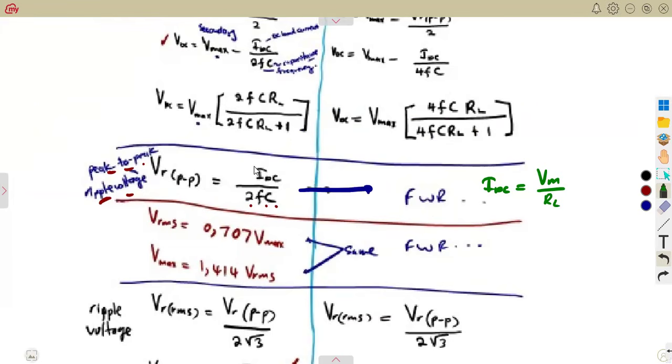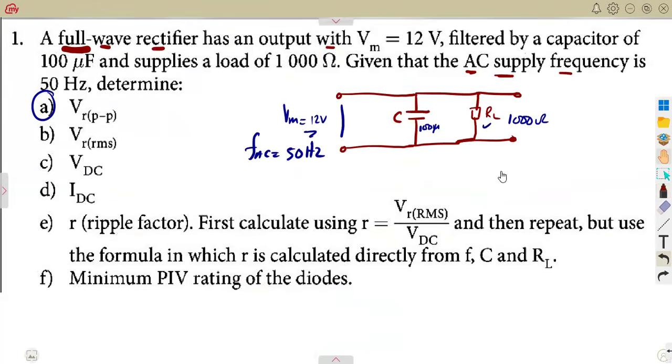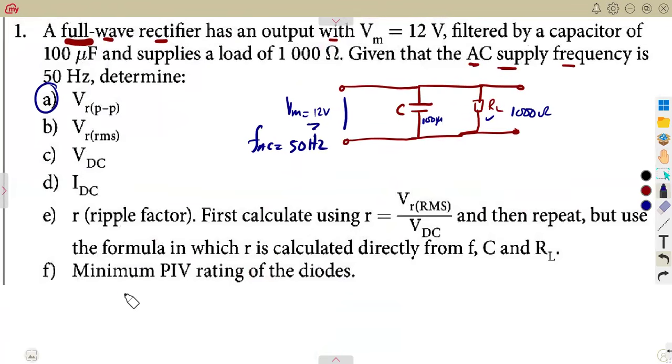So in place of this IDC that we used in your N4, you are now going to use VM over RL. So it's going to be VM over 2FC RL. That is the one that you now have, making the assumption of these diodes to be ideal. So at the end, as we saw in our formula, the ripple peak-to-peak voltage is VM over 2FCRL.